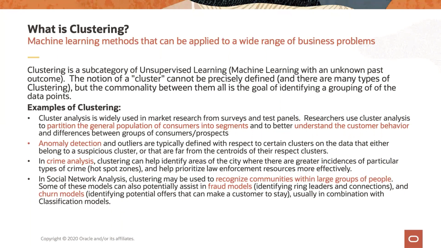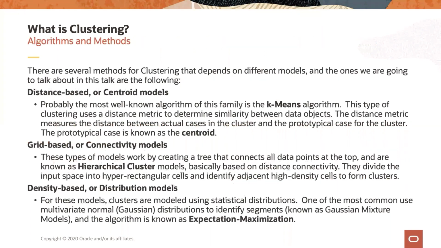There are a lot of different things about customer behavior as well that you normally try to do. Anomaly detection is also another very good use case. Crime analysis, when you're trying to understand the behavior of people in different pockets and areas of the city. And then even social network analysis, where you're trying to recognize communities of people, right? What kind of groups of people like the same kind of things, or that can also help you with graphs, with fraud models, with churn models. There are a lot of different uses that you can have for that.